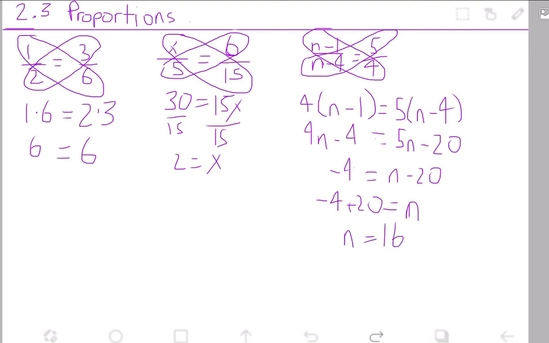So proportions are basically just two fractions or ratios that are equal to each other, and what you're trying to solve for is the variable by multiplying the diagonals together.